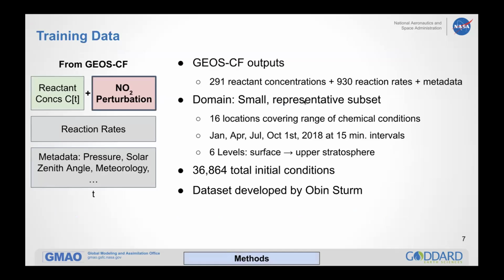Getting into the training data for our ML model, we got the chemical states from the GEOS-Chem model, which includes concentrations, reaction rates, and also some meteorological data. The domain is a very small but representative subset of chemical conditions, seasons, and locations in the GEOS-Chem domain, for a total of 37,000 initial conditions. And credit to Obenstern for developing this data set.